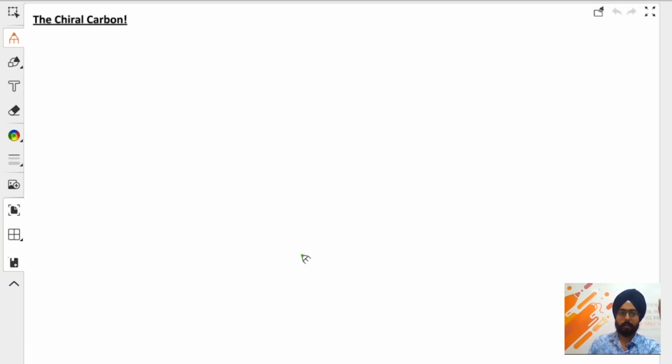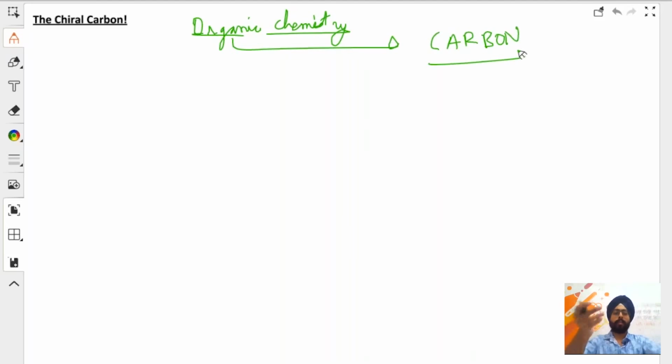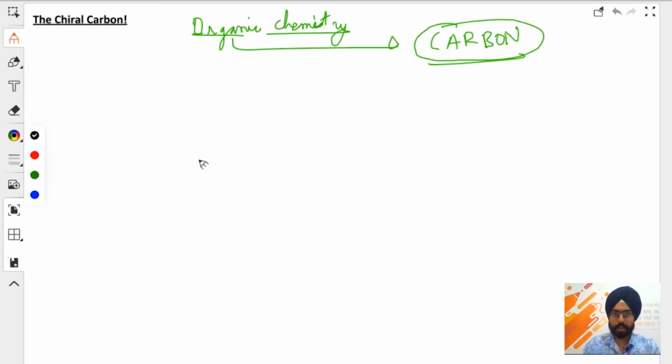The chiral compound comes from organic chemistry, and in organic chemistry, we have compounds of carbon. We are all familiar with it. I think in 9th or 10th class, you have studied the chapter on carbon and its compounds. So it comes from carbon. Now, a very basic fact about carbon that all of you would already know. If you don't know, just stay with me.